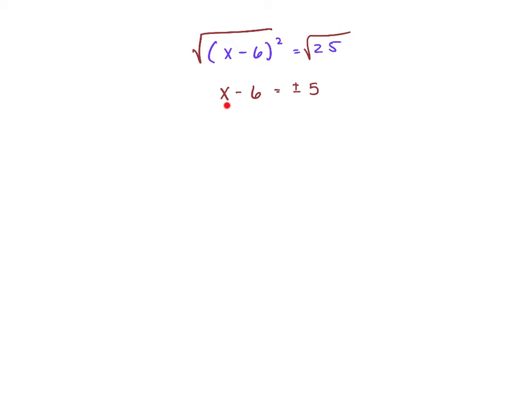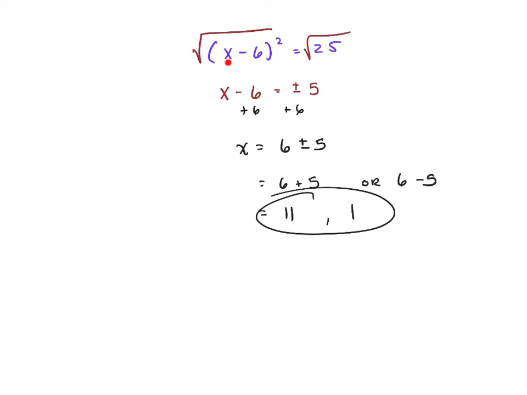Now, I haven't solved it yet because it's x minus 6 is plus or minus 5. So, key step here, I'm going to add that 6 to both sides and move it over. And I get x equals 6 plus or minus 5. Now, this is two different kind of equations. This is 6 plus 5. It's also the 6 minus 5. So I first did the 6 plus 5 to get an answer, 11. And then the 6 minus 5 to get an answer, 1. So there's two answers to this quadratic equation we have up here.